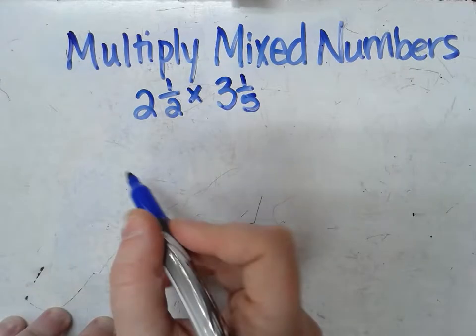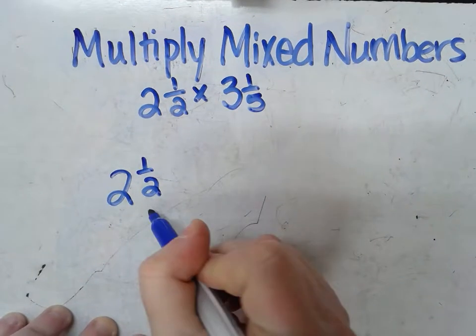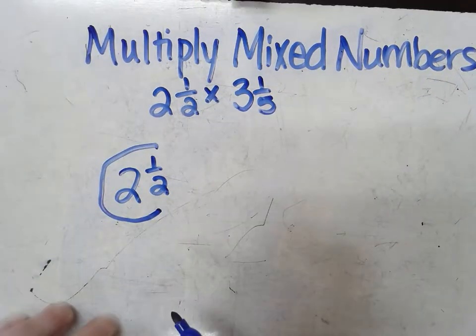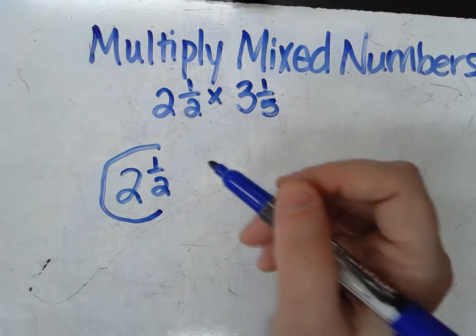So to change 2 1/2 to an improper fraction, we call this the backwards C. It's not backwards. I don't know why I started that, but unfortunately I have created monsters, and one of them being myself.